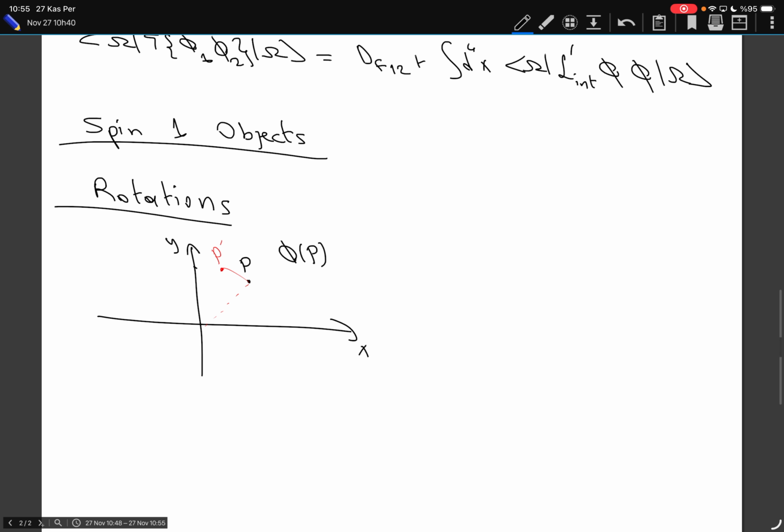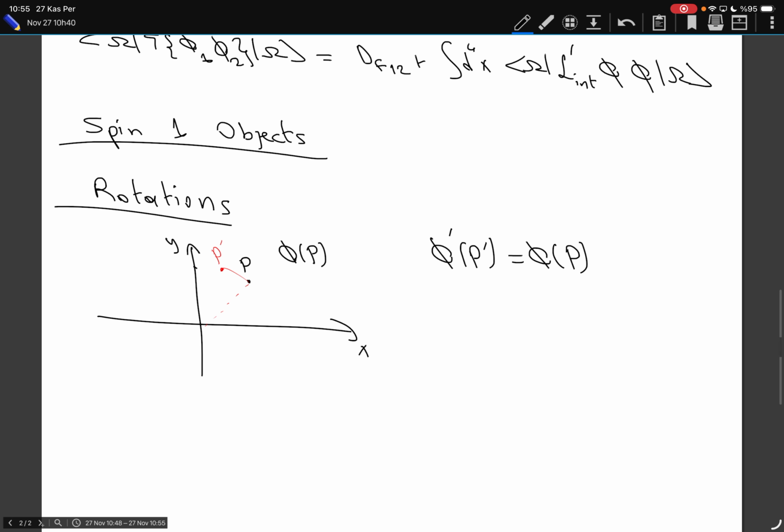And of course, in this new rotated system, I have a different function, phi prime. But I know the value of this function at the point P prime, which will be phi of P. The value of this new rotated field at the point P prime is just the value at the point P, which was my point before the rotation.